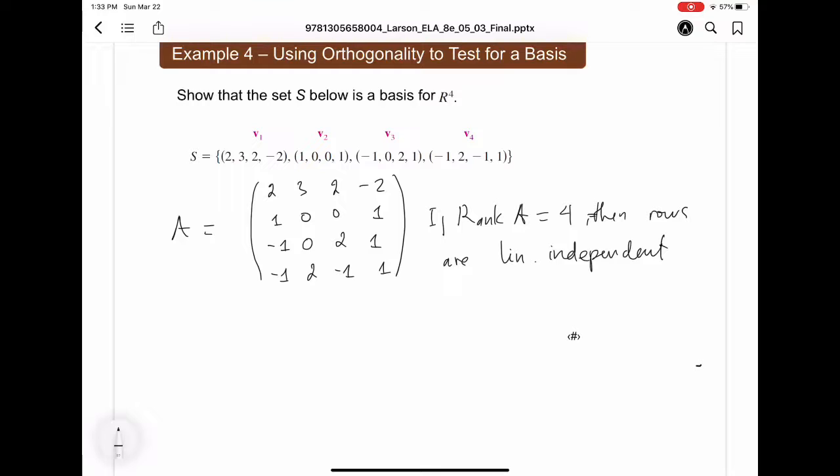So we just need to check the inner products of V1 with V2, V1 with V3, V1 with V4, V2 with V3, V2 with V4, and V3 with V4, and all these inner products are 0. That means they are orthogonal, and S is an orthogonal set. Four orthogonal vectors in R4 will form a basis.